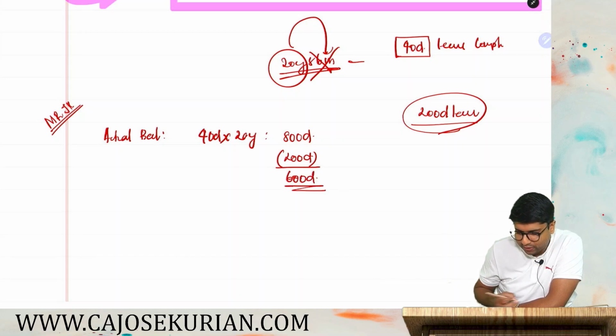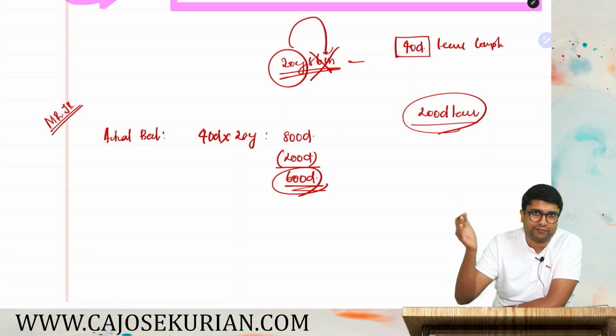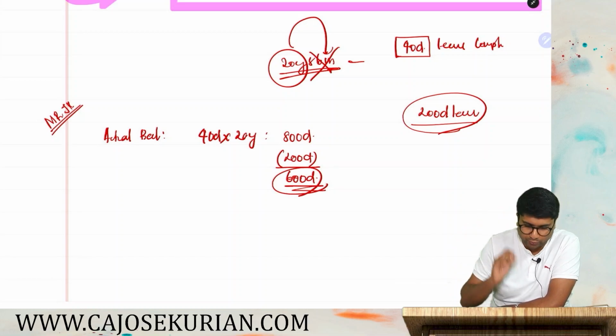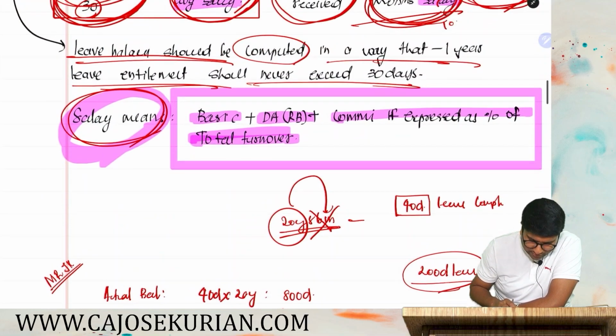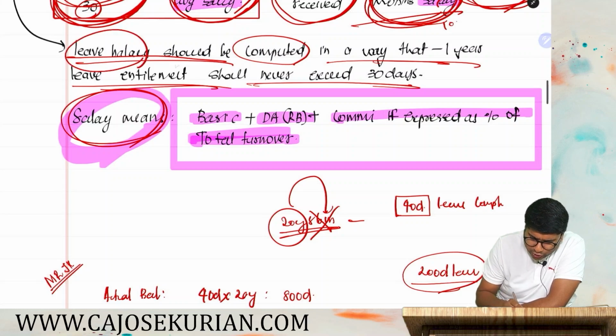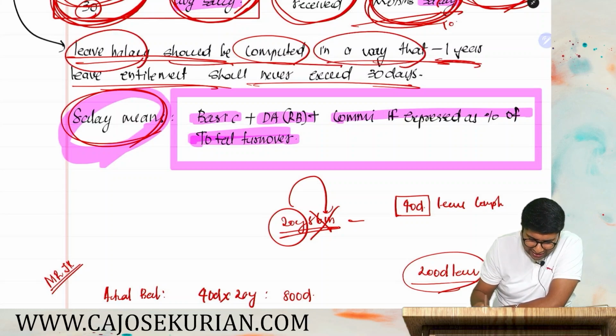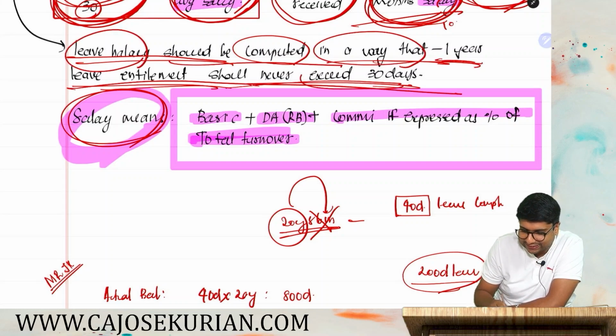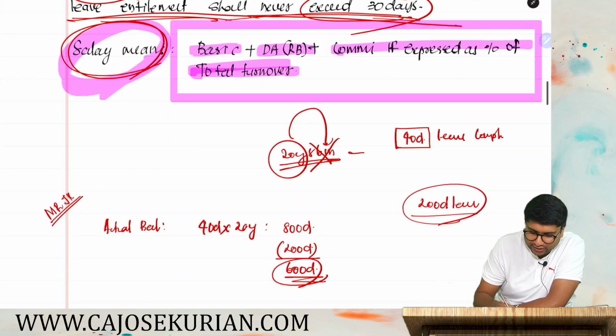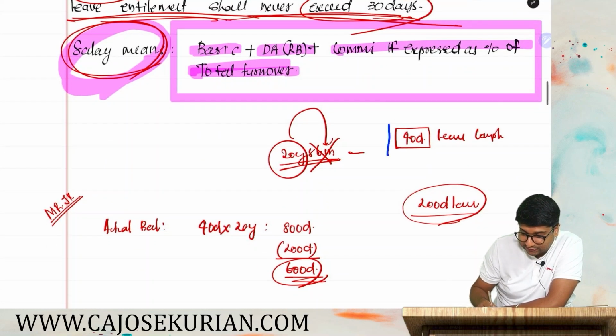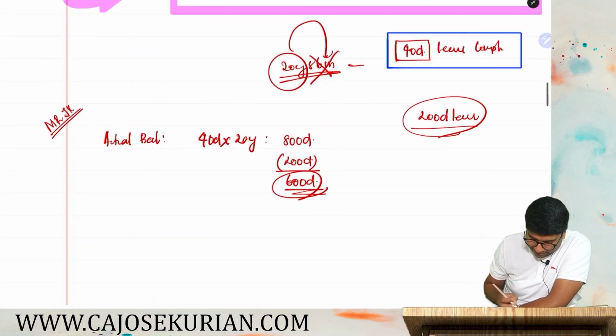But there is a problem. What the department says is, don't take this 600 divided by 30 into last 10 months average salary. No, this is not what you are supposed to do. What they are saying is, leave balance should be computed in a way that 1 year leave entitlement shall never exceed 30 days. So according to the employer, 1 year leave credit is 40 days, but it has to be limited to 30. That simply means even though it is 40, you have to compute it as 30.